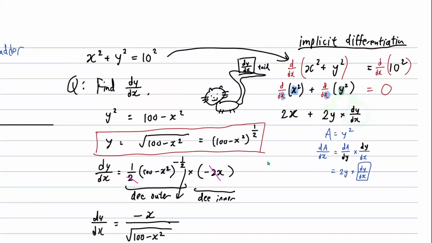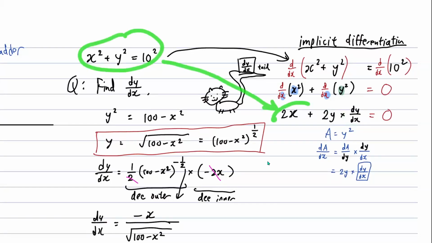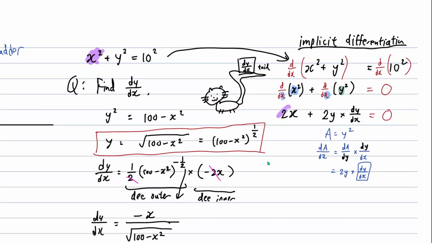Good, equals 0. So actually, you can go from here to here in one line after enough practice. Can you see that? Right, let me just highlight. x squared becomes 2x. y squared becomes 2y, but with an extra tail. Then constant, maybe I use a different color. Constant 10 squared becomes a 0. That's easy to do, right? With some practice.